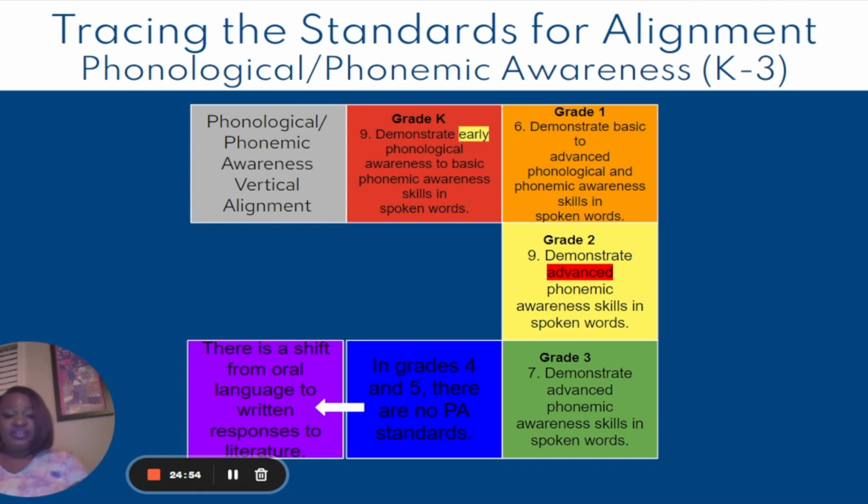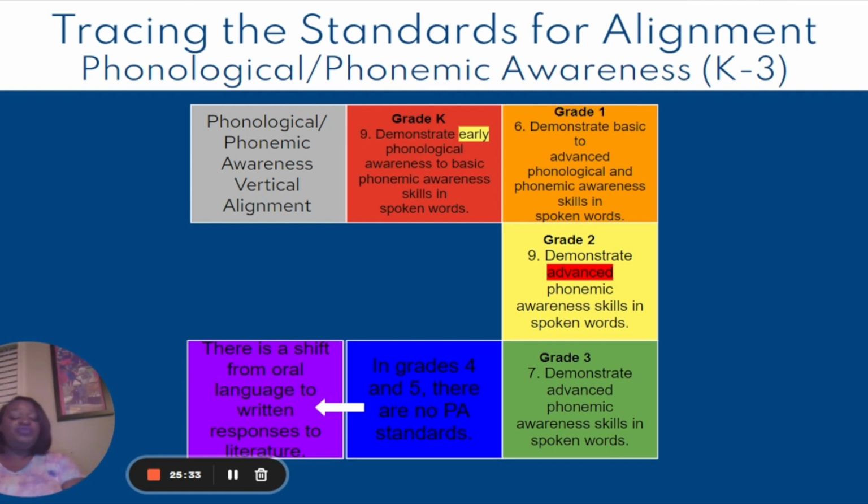In kindergarten, standard 9 means that the kindergarten students are being asked to demonstrate early phonological awareness to basic phonemic awareness skills in spoken words. That standard is aligned to 1st grade phonological and phonemic awareness standard number 6, which is to demonstrate basic to advanced phonological and phonemic awareness skills in spoken words.